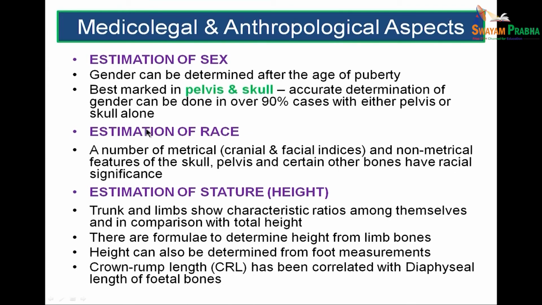Estimation of race. This can be done by using a number of metrical and non-metrical features of the skull, the pelvis and other bones which have racial significance. Estimation of stature or height can also be done by examining bones and looking at characteristic ratios and comparison with total height. There are formulae to determine height from limb bones. Crown rump length is another formula which can tell you the length of a fetus and correlate it with the diaphysial length of fetal bones.